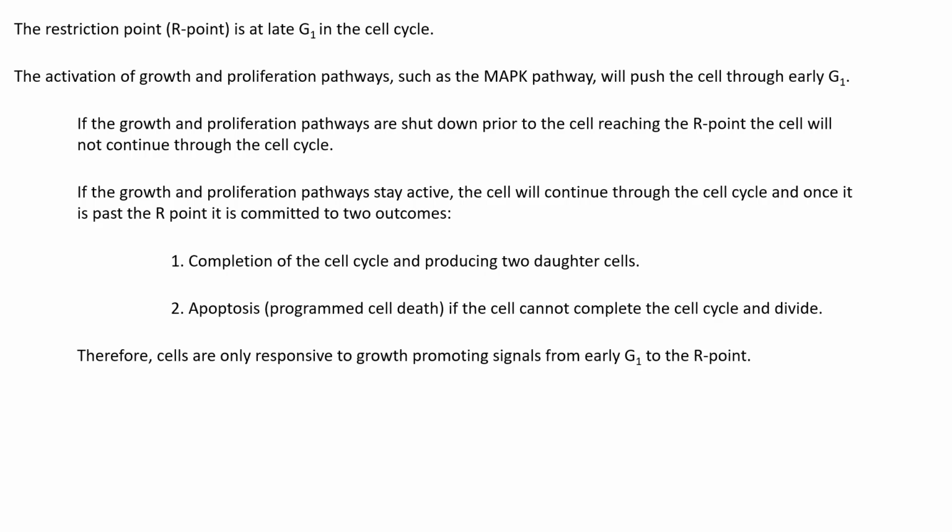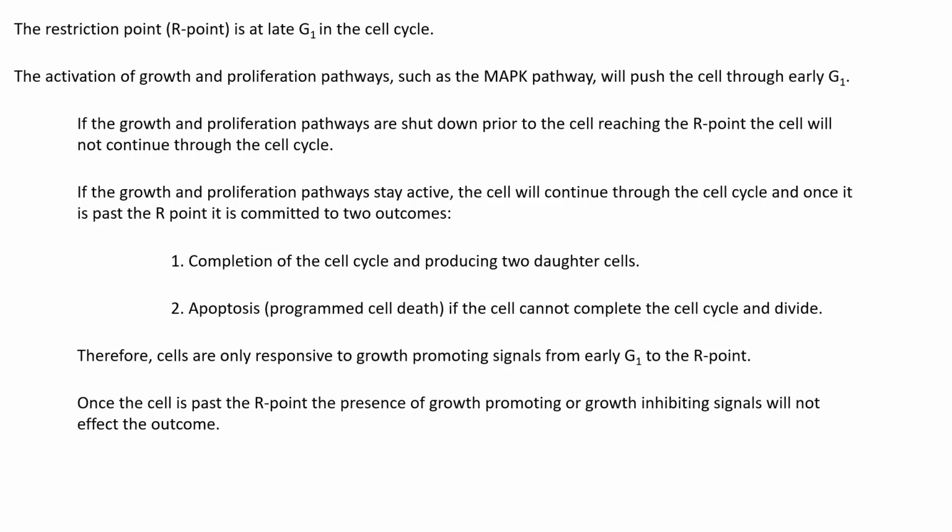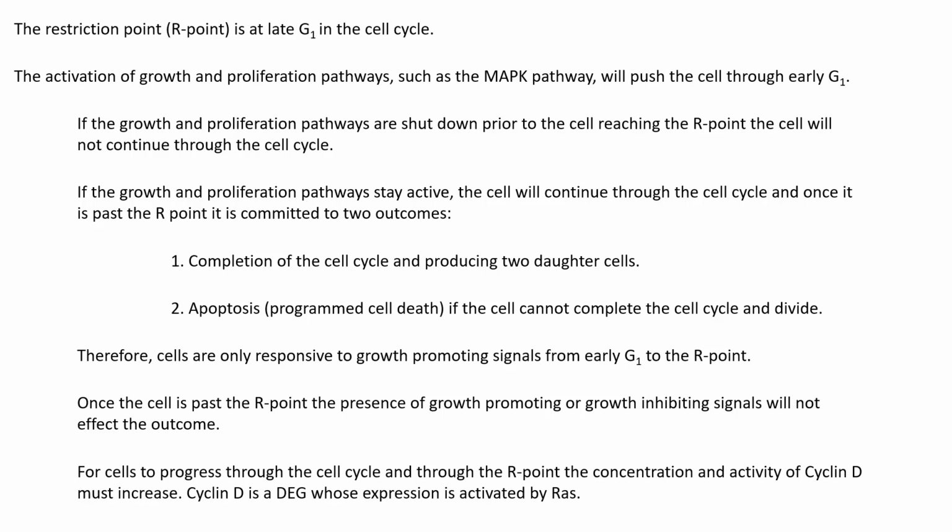Therefore, cells are only responsive to growth-promoting signals from early G1 to the R point. Once a cell is past the R point, the presence of growth-promoting or growth-inhibiting signals will not affect the outcome. For cells to progress through the cell cycle and through the R point, the concentration and activity of cyclin D must increase. Cyclin D is a DEG whose expression is activated by RAS.